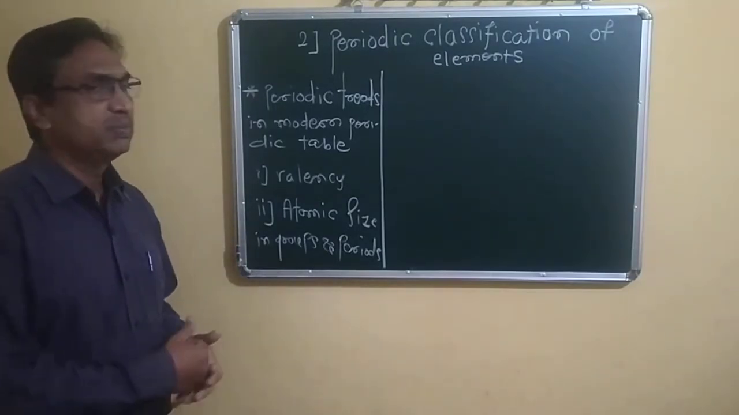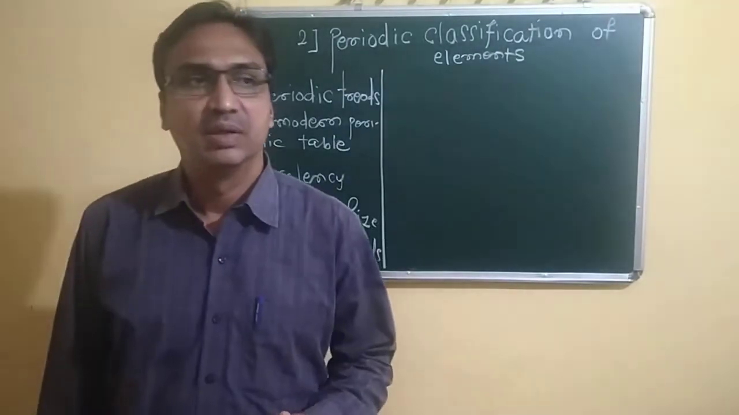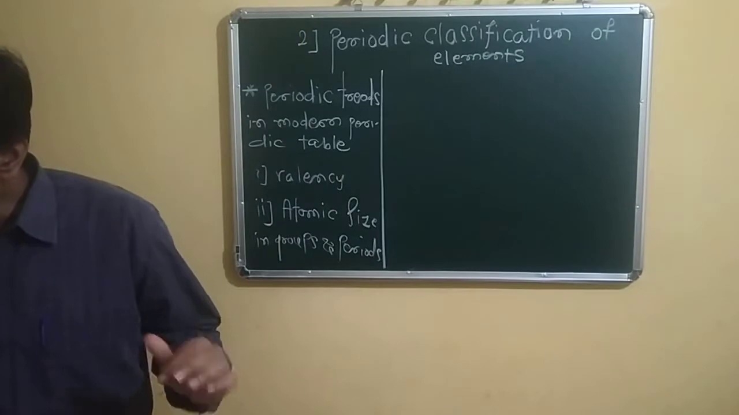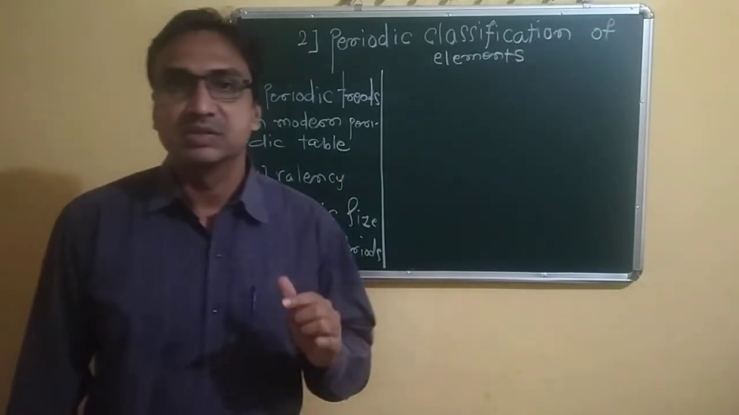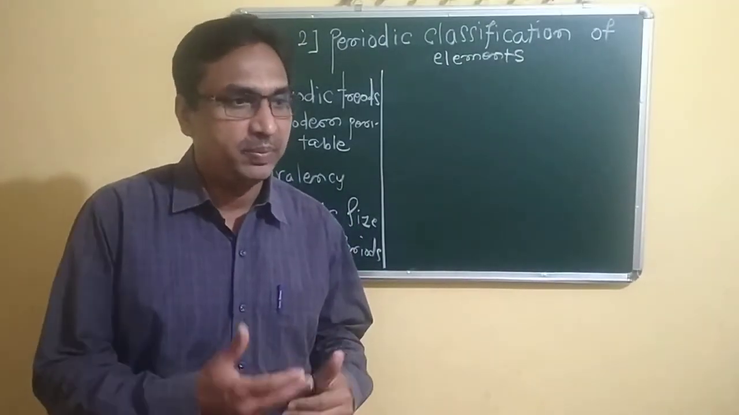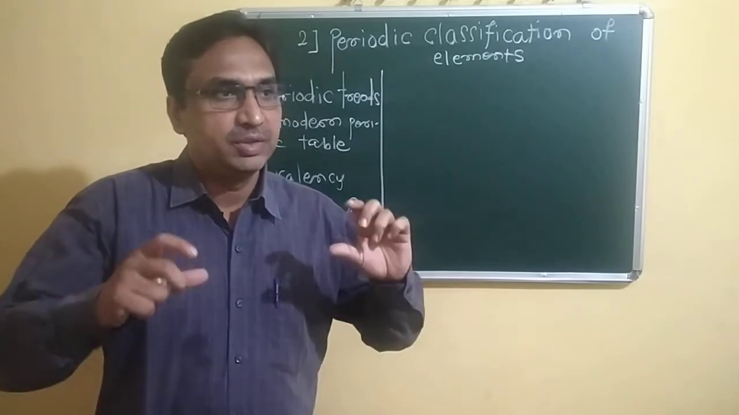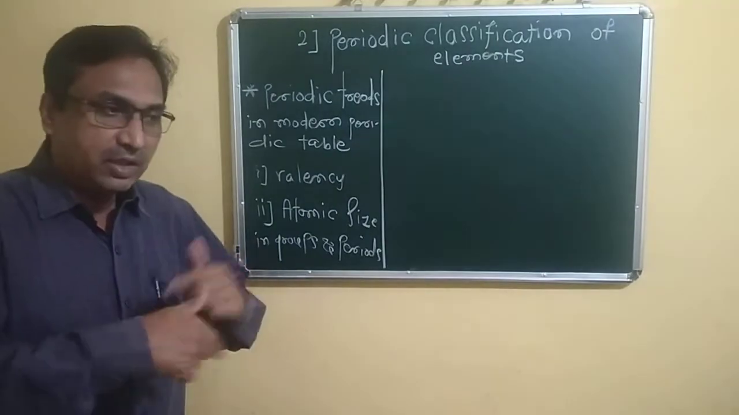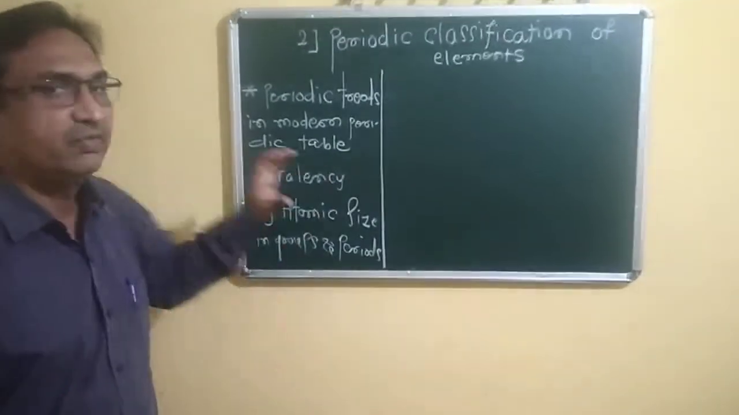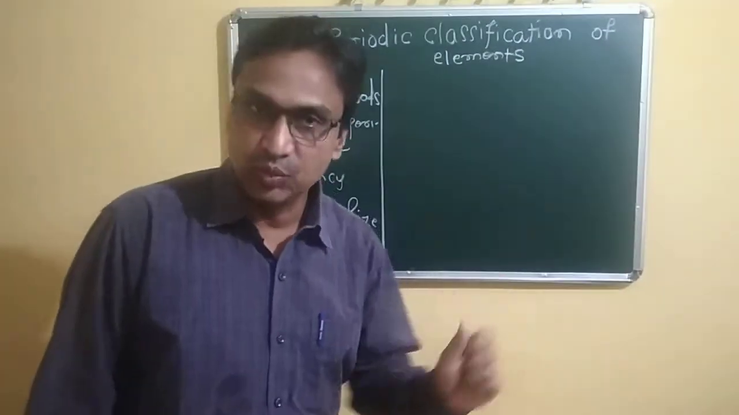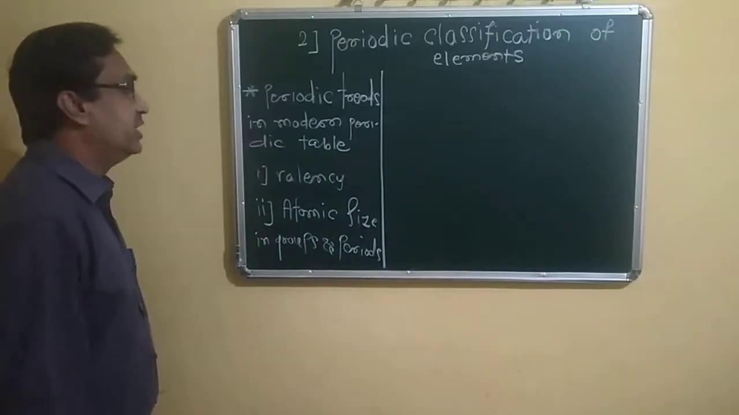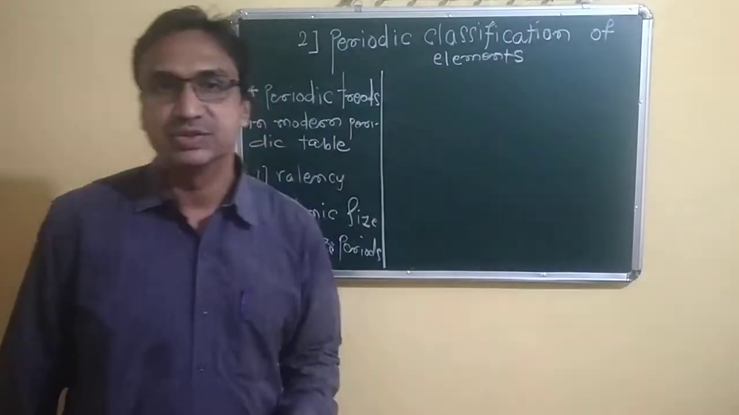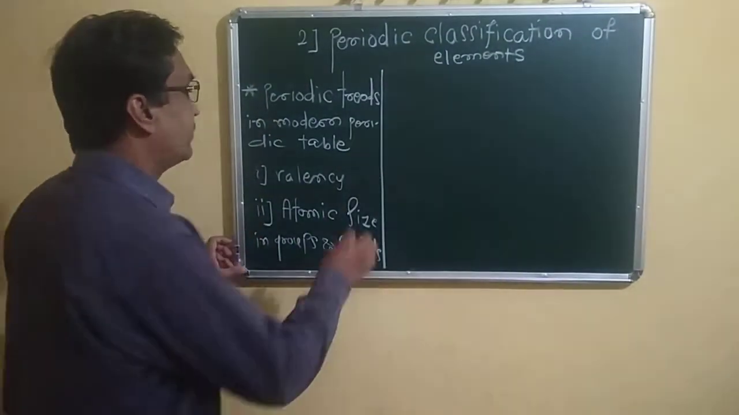So what is meant by periodic trends? Periodic trends are certain properties which are repeated. We have to consider it as a repetition in a certain way in a period as well as in a group. So we will discuss the valency and atomic size in groups and periods. We have to start with valency.